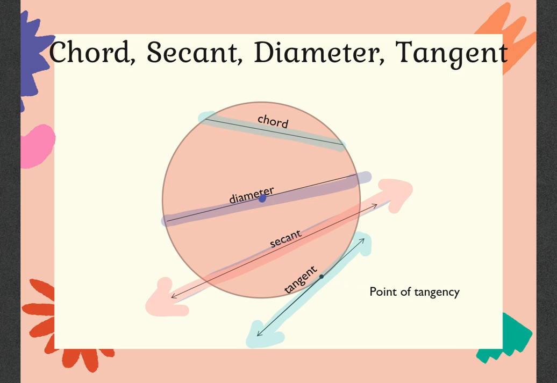And then what's not on here would be a radius. So half this diameter would be the radius in either direction: endpoint on the circle, the center, and the actual circle. And this is the point of tangency.